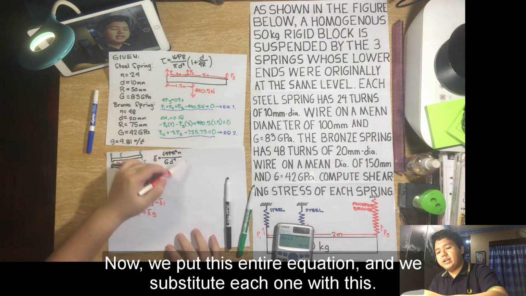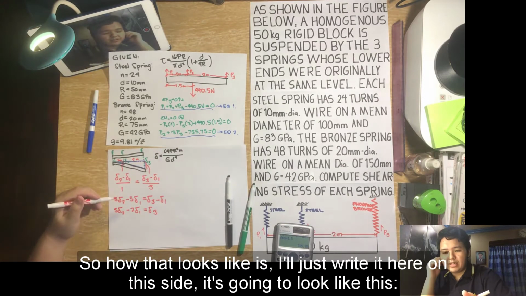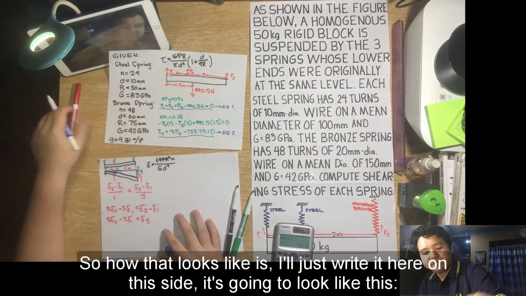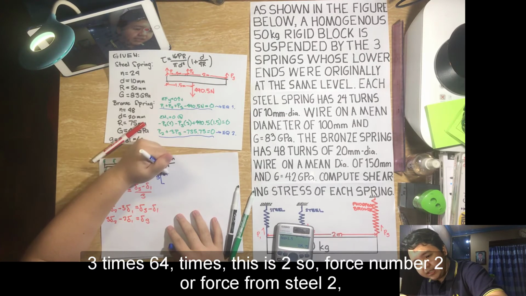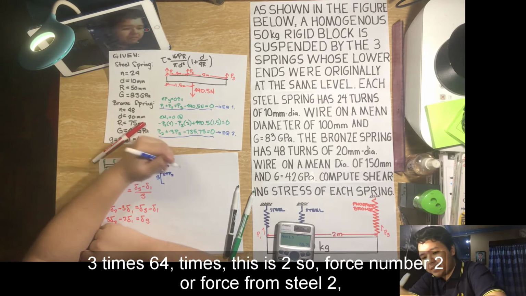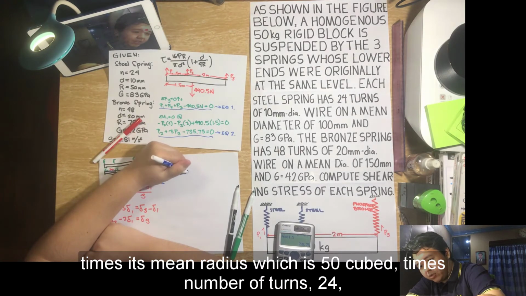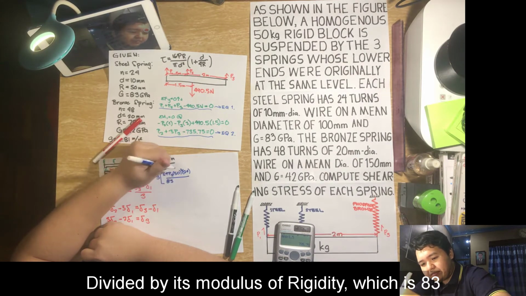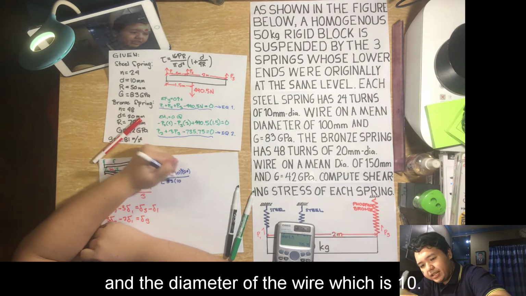Now, we take this entire equation and we substitute each delta with this formula. How that looks is, I'll just write it here, on this side. It's going to look like this. 3 times 64 times, this is 2, so force number 2, or force from steel 2, times its mean radius, which is 50 cubed, times number of turns, 24, divided by its modulus of rigidity, which is 83, and the diameter of the wire, which is 10.